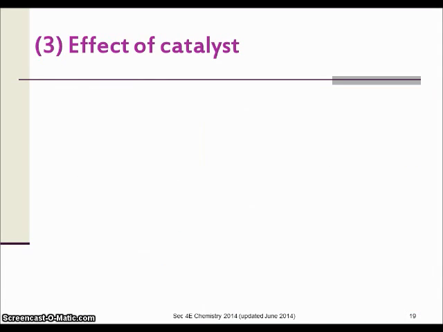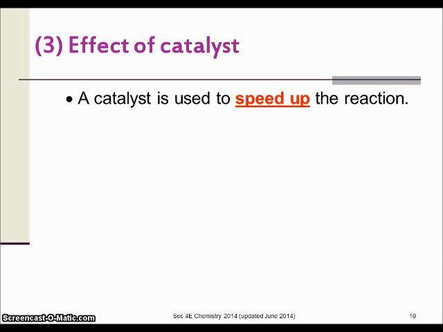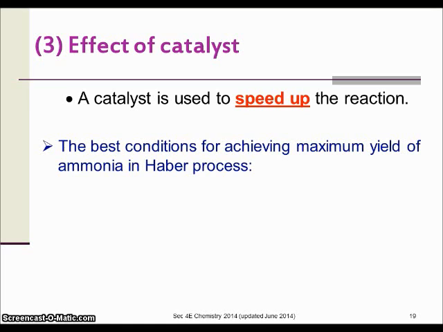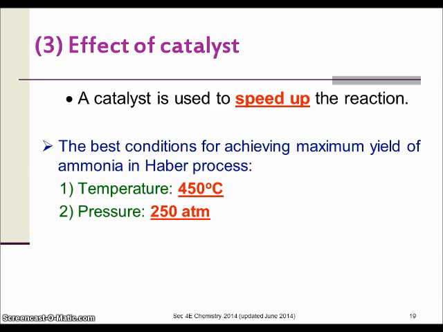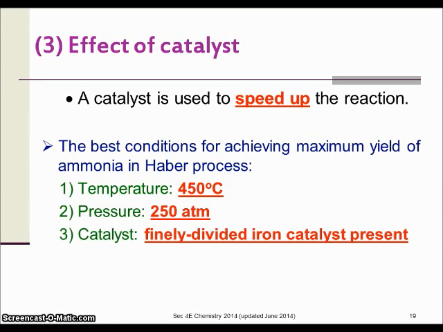Last but not least, let us take a look at the effect of catalyst on the reaction itself. Now, we know that a catalyst is used to speed up the reaction. The best condition for achieving the maximum yield of your ammonia in your Haber process is as follows. Firstly, the temperature is set at 450 degrees Celsius, pressure at 250 atm or atmosphere, and finely divided iron catalyst is present during the reaction to speed up the reaction itself.